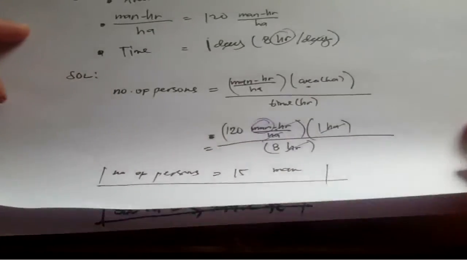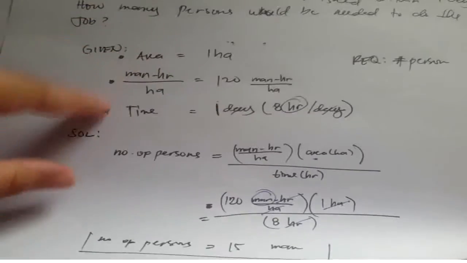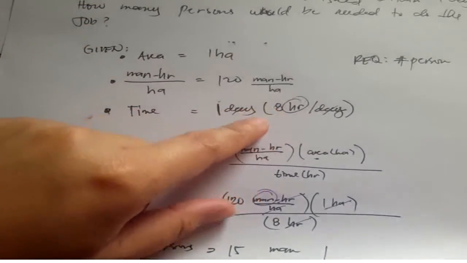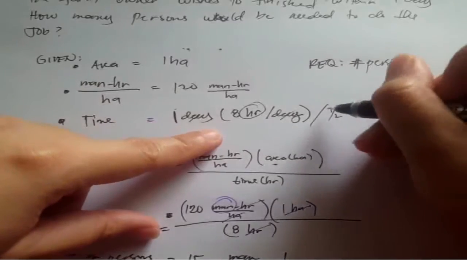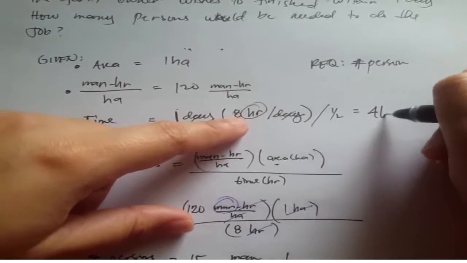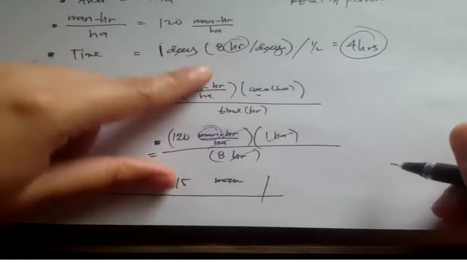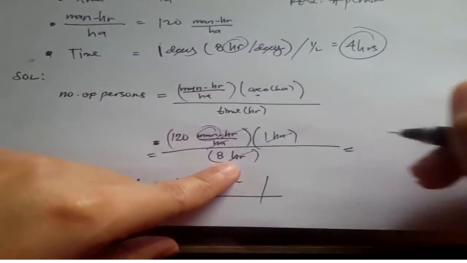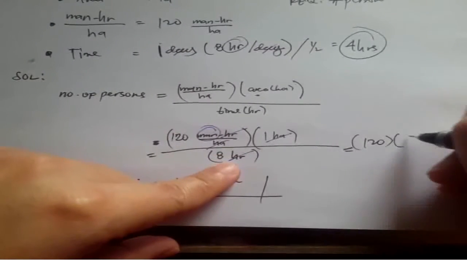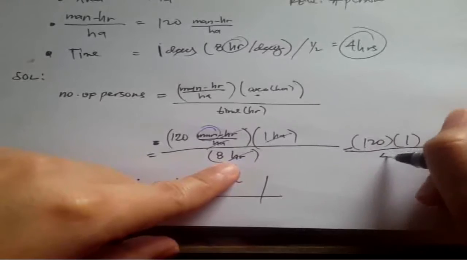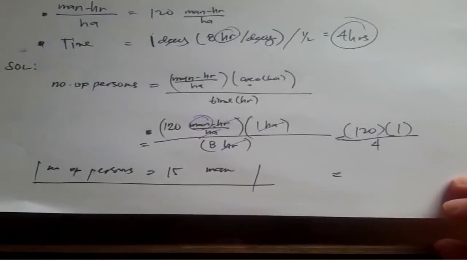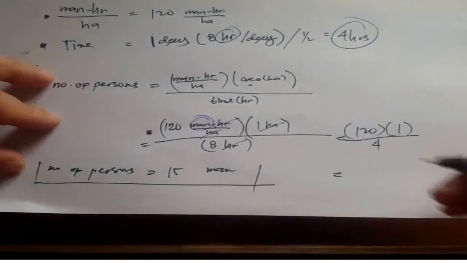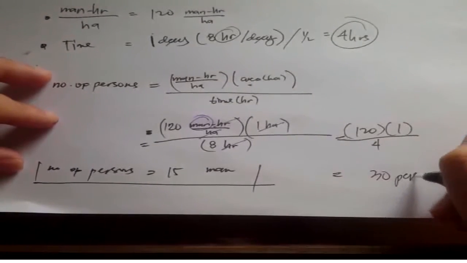Okay, what if the farm owner wishes to finish the job within half day? Kalahating araw, half day. So half day is equivalent to 4 hours. So all you need to do is to change the hour here, divide 4. So how many persons do you need? 120 divide 4, you have 30 persons.